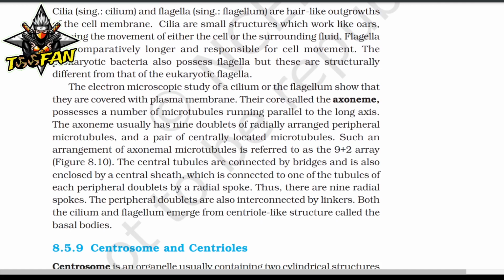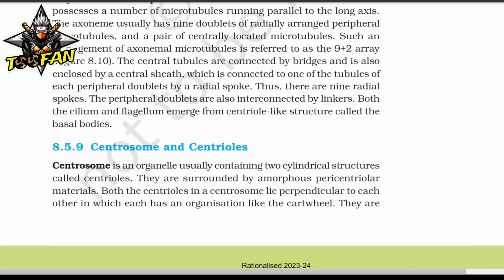The central tubules are connected by a bridge and each is also enclosed by a central sheath, which is connected to one of the tubules of each peripheral doublet by a radial spoke. Thus, there are 9 radial spokes. The peripheral doublets are also interconnected by linkers. Both the cilium and flagellum emerge from centriole-like structures called the basal bodies.